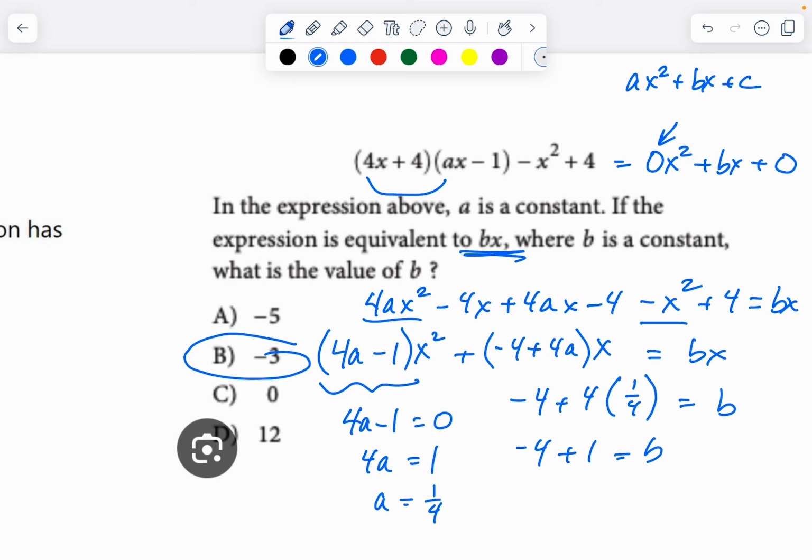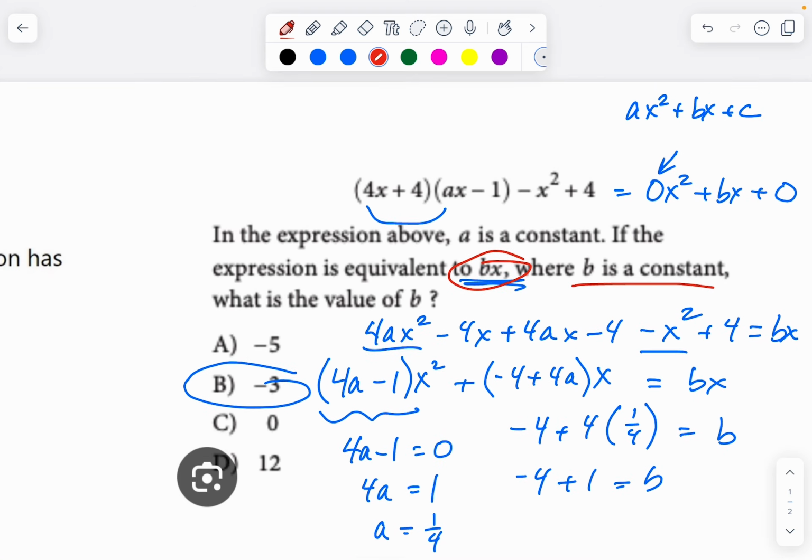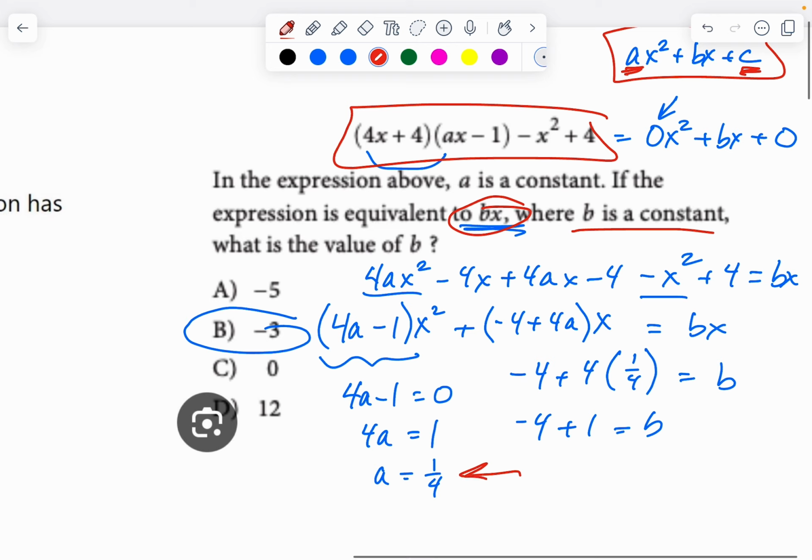So the trick on this, or not the trick, but the thing that we're needing to use the most is that it's equivalent to bx, where b is a constant. Because it's only equivalent to bx, what we had to realize is when I expand this out, it's going to be something quadratic, which is typically in the form ax squared plus bx plus c. If it's only equal to bx, that means this a has gone to 0 and the c went to 0 also. So that helped us solve for a.